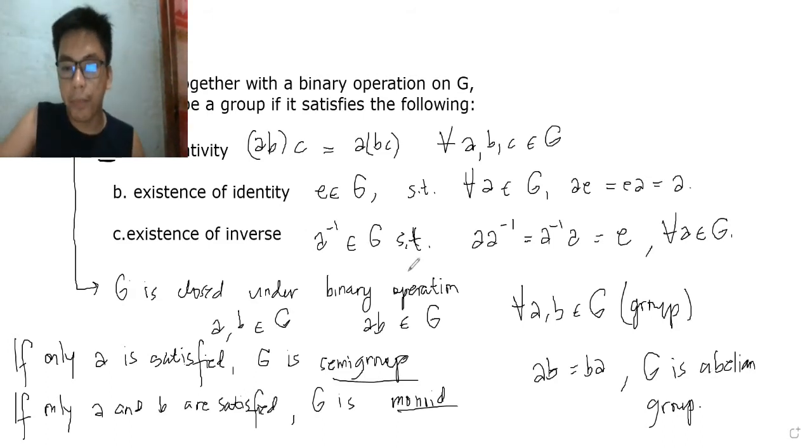And last, one terminology we have to remember in group theory is that the cardinality of G is what we call the order of G.